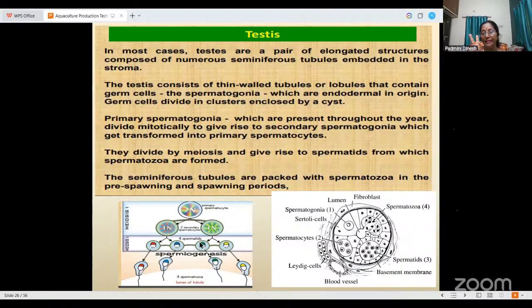If you have studied spermatogenesis and gametogenesis: spermatogonia give rise to primary spermatocytes. The primary spermatocytes undergo meiosis 1 to give rise to secondary spermatocytes. Secondary spermatocytes undergo meiosis 2 to form spermatids, which become spermatozoa. And the spermatids are nourished by the Sertoli cells. So you have the Sertoli cells there, and the spermatids are nourished to form the sperms. So that is the story of the testis.